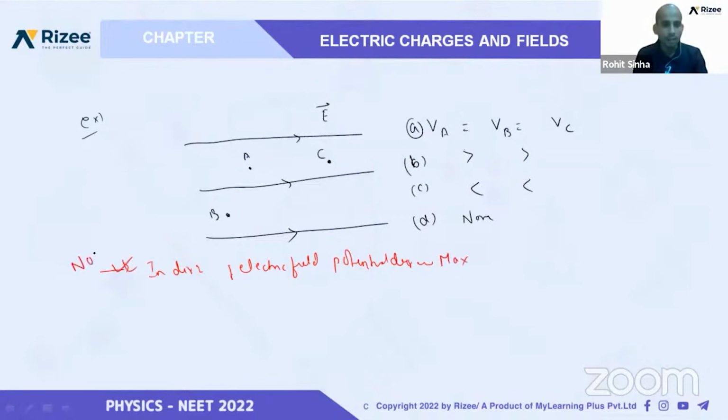It was a note point to remember. You can see in the direction of electric field, more movement is here for C. So we will say that for point C, potential will be very less. For point B, potential will be more. And for point A, potential will be in between. So the relation will be VB greater than VA greater than VC. The point which has moved in the direction of electric field will have the least potential. Okay? The answer will be none.